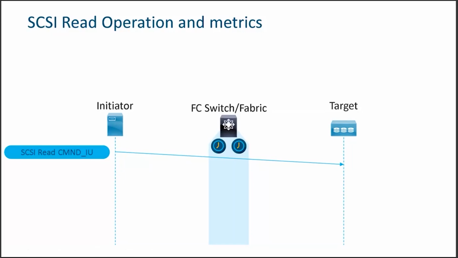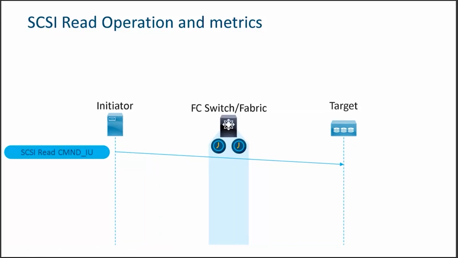So you'll see that there's a command frame going. And essentially what they really mean is that the command IU is carried within a Fibre Channel frame, and that's getting passed through the fabric. Okay, so when this command, I'm just going to use the word command frame for simplicity.